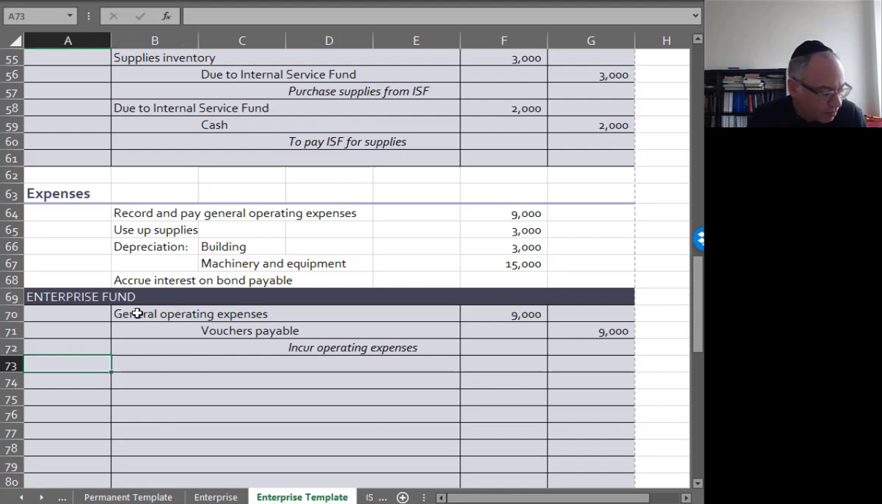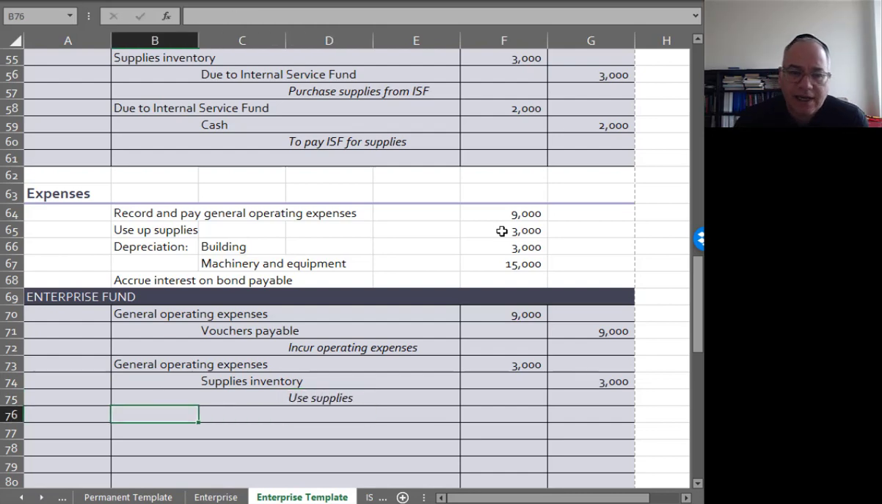And then I'm going to use up $3,000 worth of supplies. So I'll credit supplies inventory for $3,000, and debit supplies, or they're going to call it here general operating expenses, but it could be supplies expense, could be a portion of that. And the way you would do that is you just look and see how much supplies you have left, how much you repurchased, how much you have left, and the difference is the amount that you used.